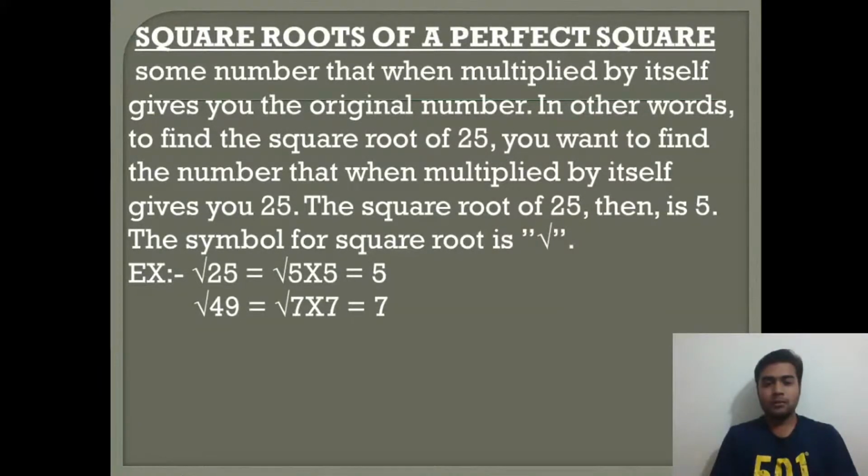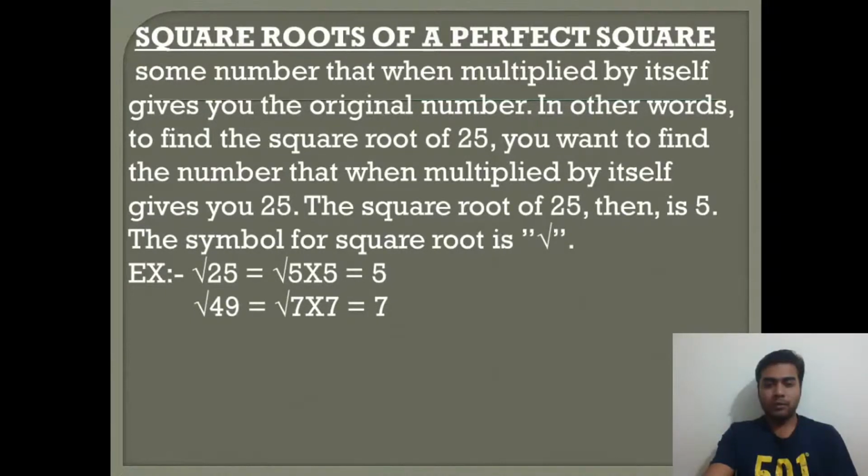And the symbol used for square root is given over here. So I can take the example I just told you about, 25. Suppose I have to find the square root of 25. It is given as root under 25, that is equal to root under 5 multiplied by 5. The square root will be equal to 5.